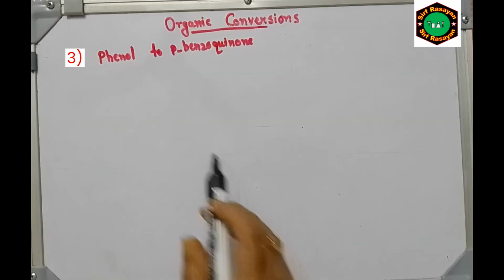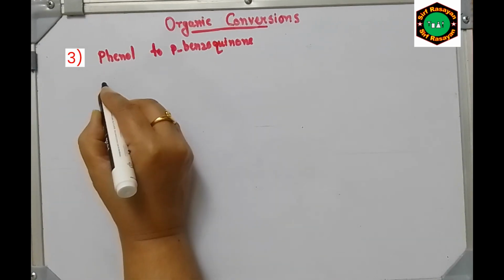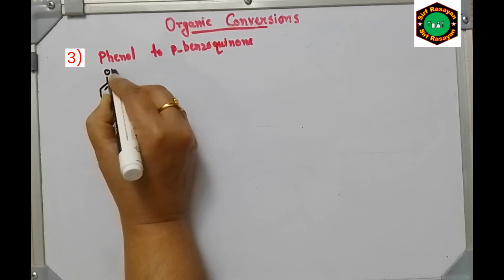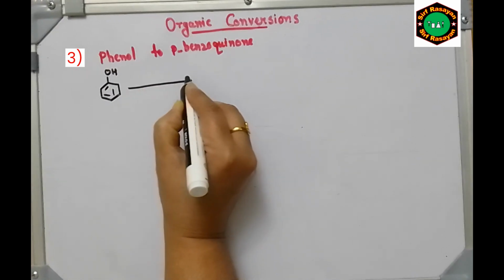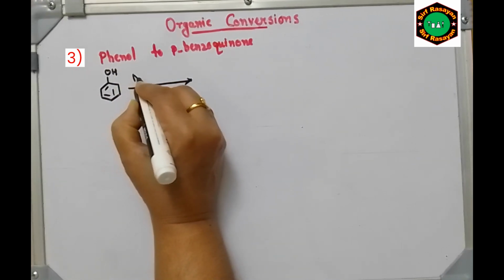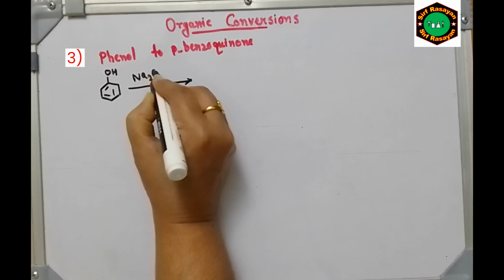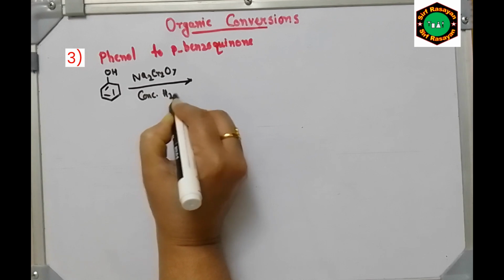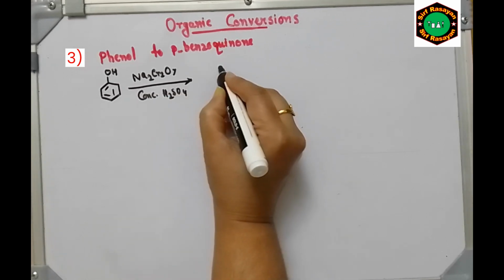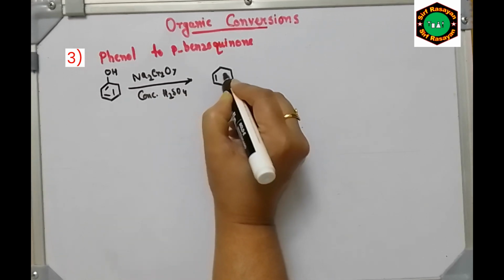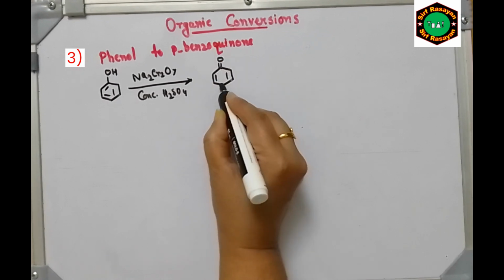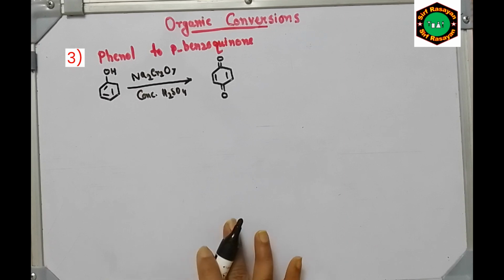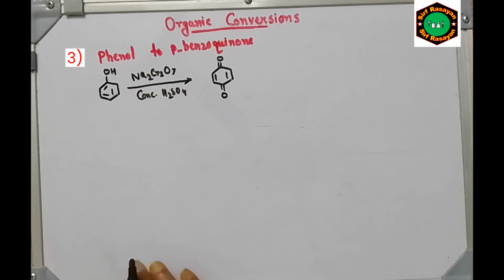Next conversion is phenol to parabenzoquinone. Take phenol, you have to oxidize it with sodium dichromate in presence of concentrated sulfuric acid. You will get parabenzoquinone. One step conversion. Many other methods are there to get parabenzoquinone. I am mentioning all those.